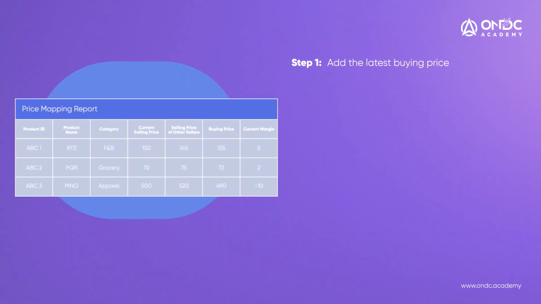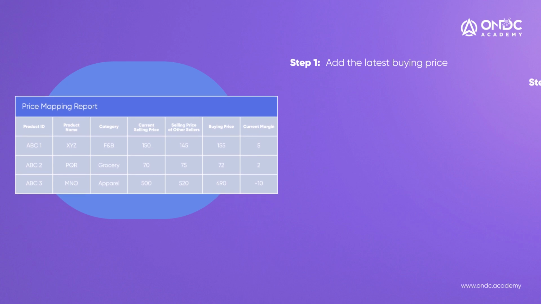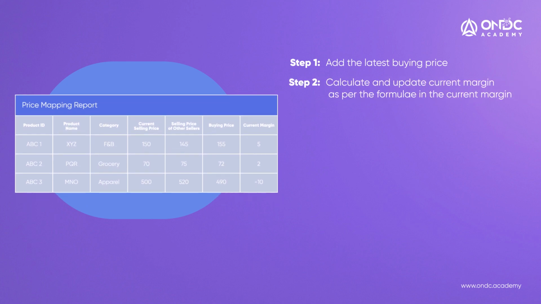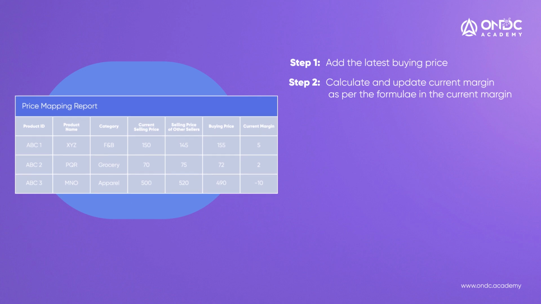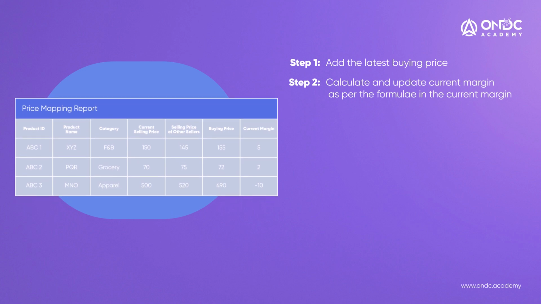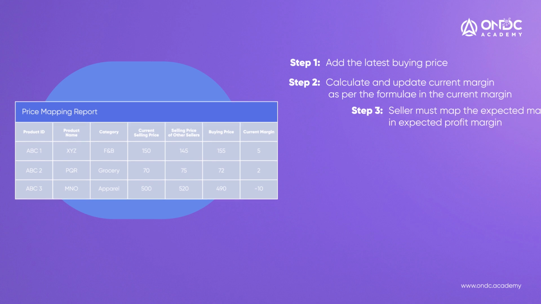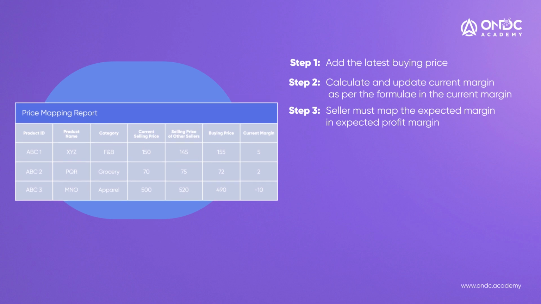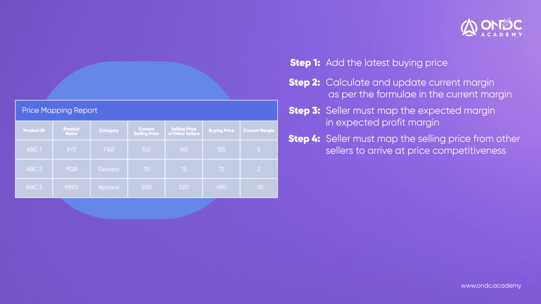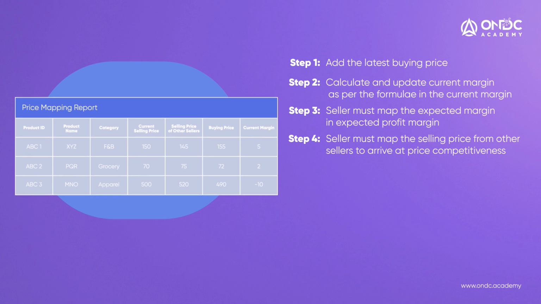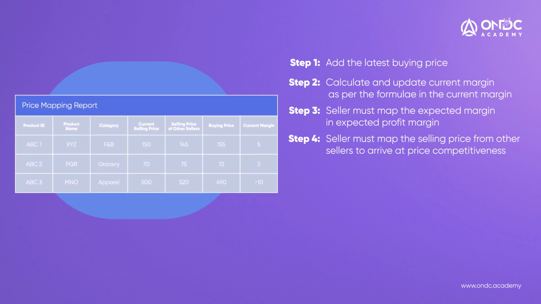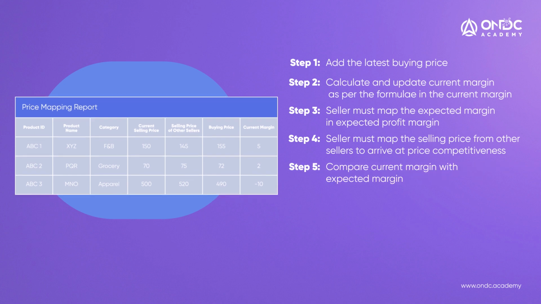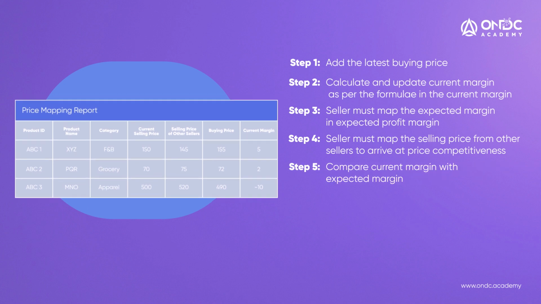Step 1. Add the latest buying price. Step 2. Calculate and update the current margin as per the formulae in the current margin column. Step 3. Seller must map the expected margin in the expected profit margin column. Step 4. Seller must map the selling price from other sellers to arrive at price competitiveness. Step 5. Compare current margin with expected margin.